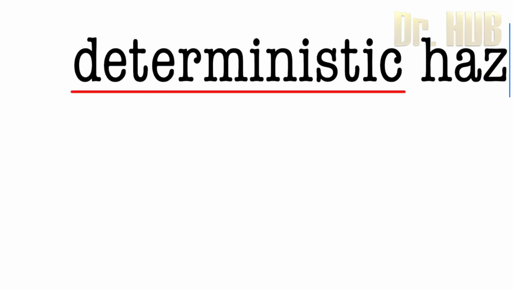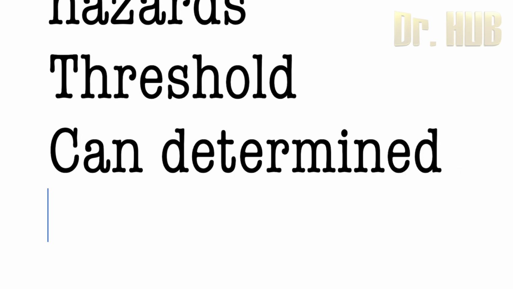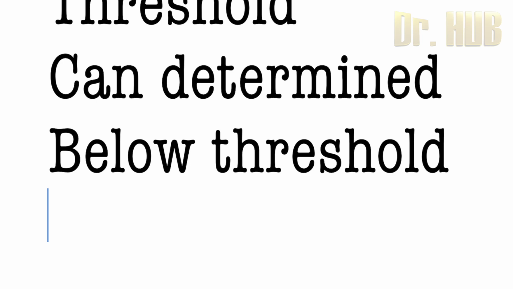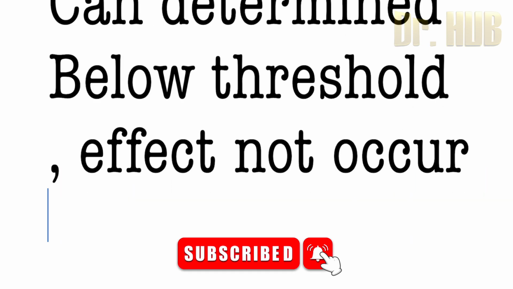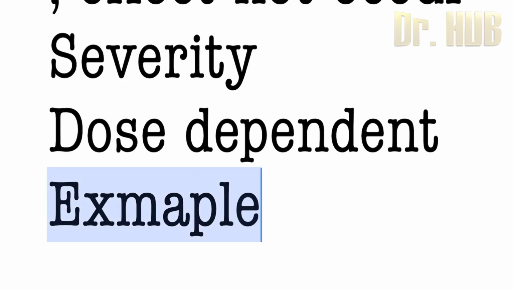Deterministic hazards. So here in deterministic hazards, you have the threshold. It can be determined, and below the threshold, what is present? Below the threshold, the effect will not occur. Then comes the severity. When you look at the severity, it is dose dependent. The severity will be dose dependent, and what will be the example?